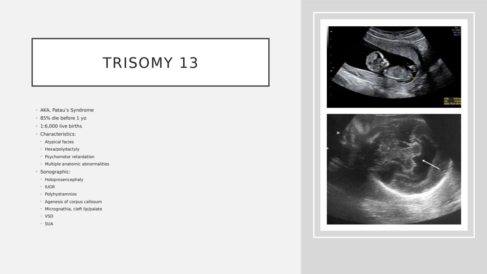Physical characteristics of a baby with trisomy 13 include atypical facies. You're going to hear that a little bit. It just means that these babies have a very similar looking abnormal face. They're also going to have hexadactyly or polydactyly, where we have extra digits, so extra fingers and extra toes. They're going to suffer from psychomotor retardation, so they're cognitively going to be a little bit slower, physically going to be a little bit slower, and they're going to have multiple anatomic abnormalities that can vary as well.